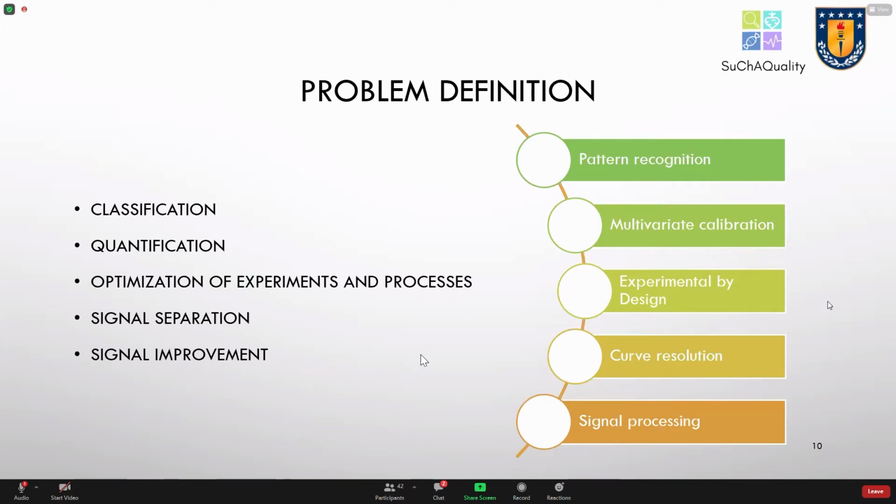Regarding the problem definition, we need to be sure whether we are looking for classification, quantification, optimization, signal separation, or signal improvement, and we have a lot of kinds of methods for multivariate analysis. If my problem is classification, I will go to pattern recognition; quantification, multivariate calibration; optimization, experimental design; signal separation, curve resolution; signal improvement, signal processing. So I can define the tools that I need to solve my problem.